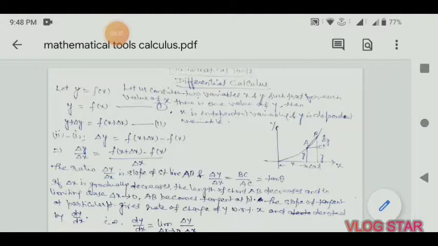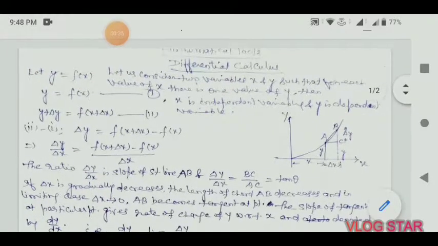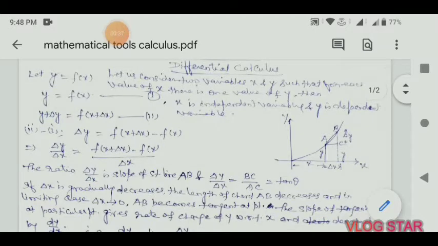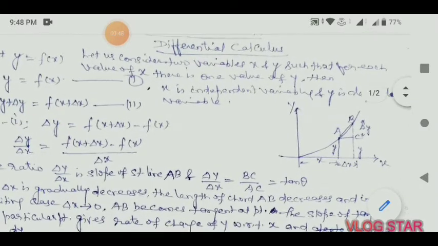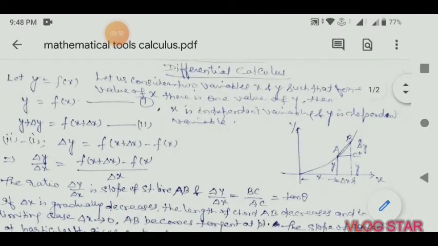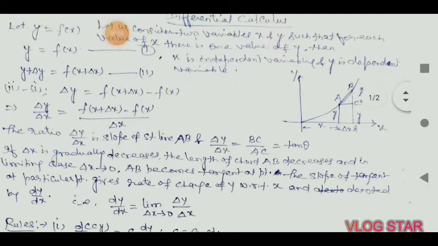Suppose y equal to a function of x is represented in this graph, and x is represented by point A. Now the value of x has been changed to x plus delta x, as you see here. The corresponding value of y has been changed to y plus delta y. Now second equation minus first, we get the value of delta y, and their ratio is delta y by delta x.